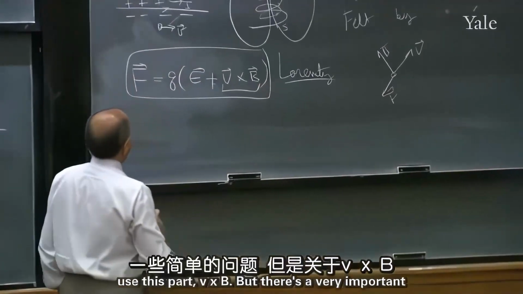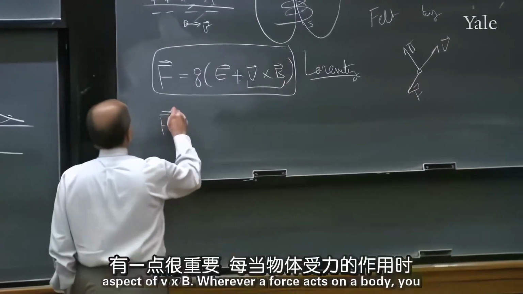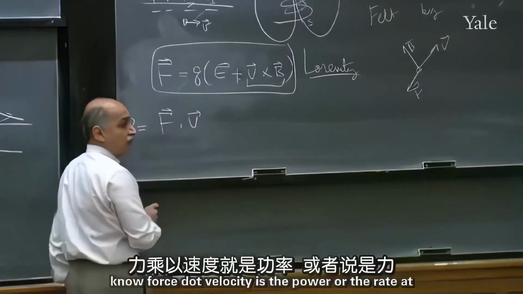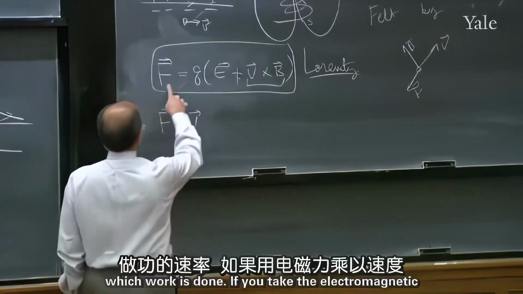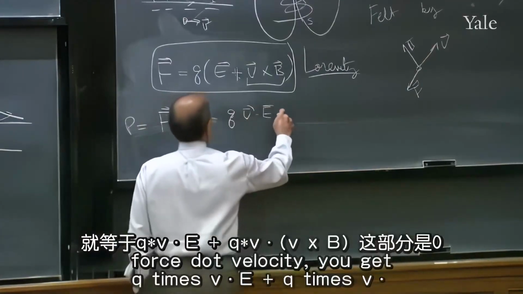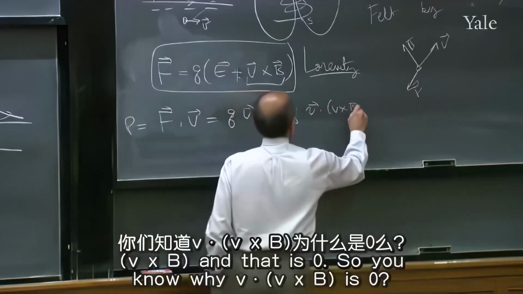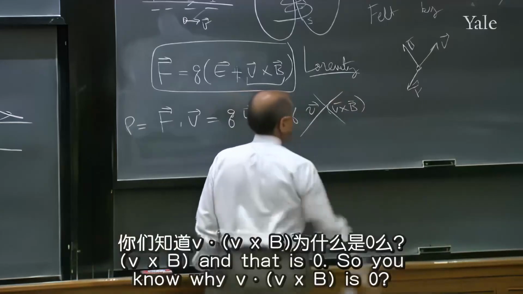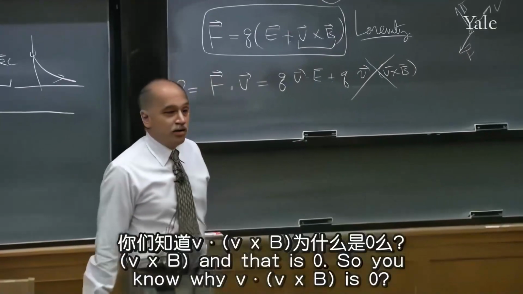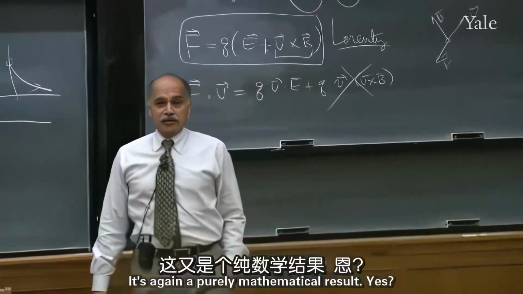But there's a very important aspect of V cross B. Whenever a force acts on a body, force dot velocity is the power, or the rate at which work is done. If you take the electromagnetic force dot velocity, you get Q times V dot E plus Q times V dot V cross B. And that is 0. So you know why V dot V cross B is 0? Again, it's a purely mathematical result.